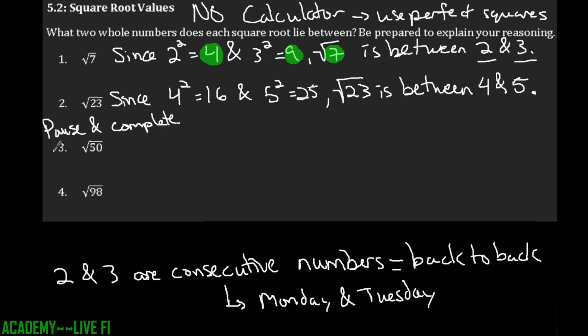Pause and complete the square root of 50 and the square root of 98. Again, use those perfect squares for yourself. So same setup: say, two numbers squared, and then you could say the square root will be in between those two bases.